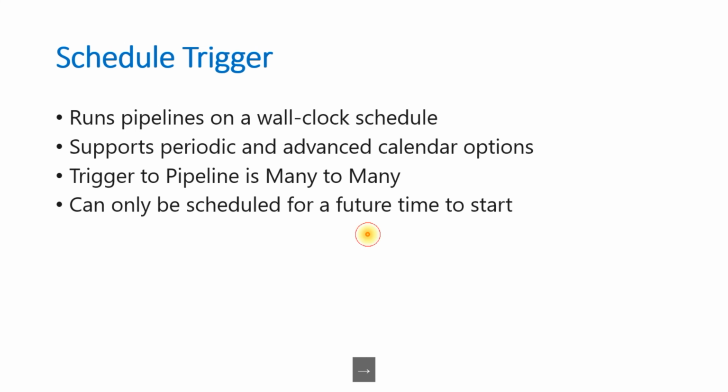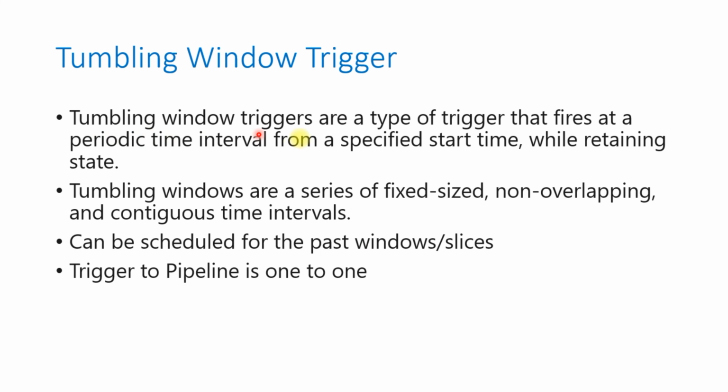The next trigger is the tumbling window trigger. Tumbling window triggers are a type of trigger that fire at a periodic time interval from a specified start time while retaining state. Tumbling windows are a series of fixed-size, non-overlapping, continuous time intervals. It can be scheduled for past windows and slices. Its trigger-to-pipeline support is one-to-one, meaning one trigger is attached to one pipeline only.